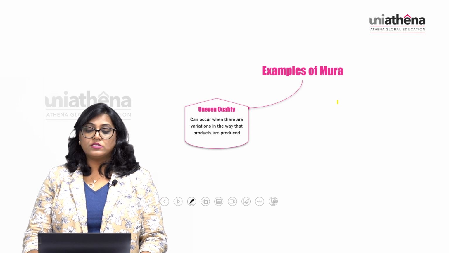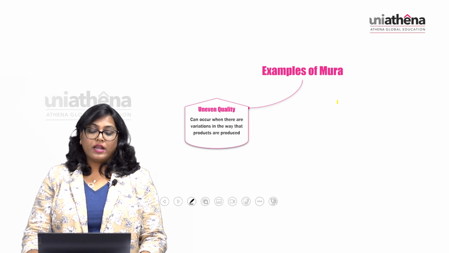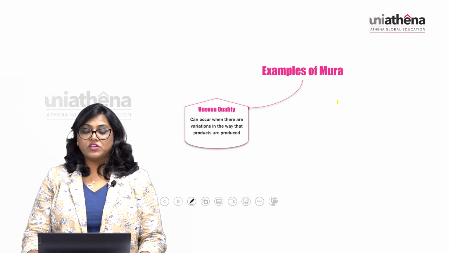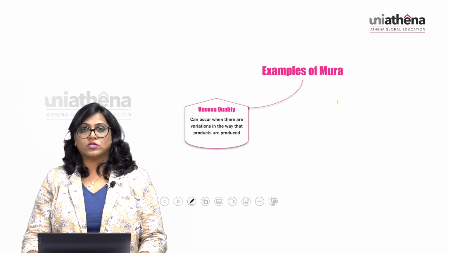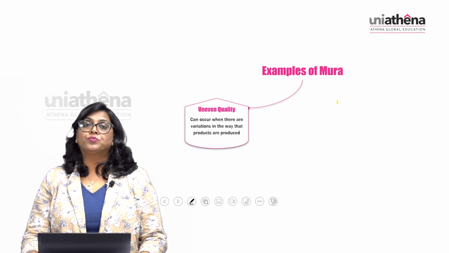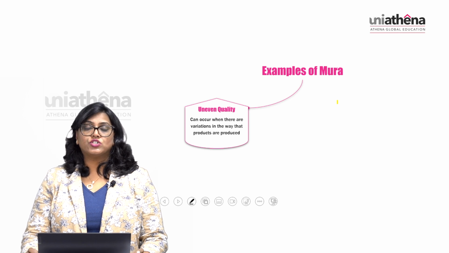Now, when we say example, we're looking at uneven quality. This can occur when there are variations in the way the products are produced. For example, let's take the apparel industry where clothes are being manufactured. Assuming they're supposed to produce 50 t-shirts today.